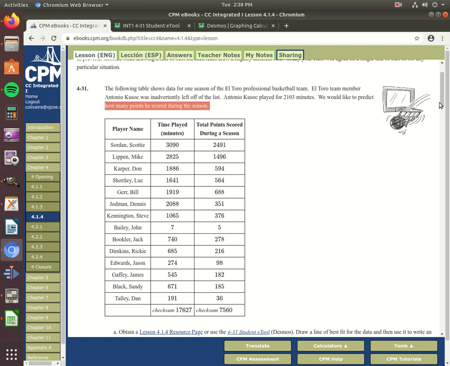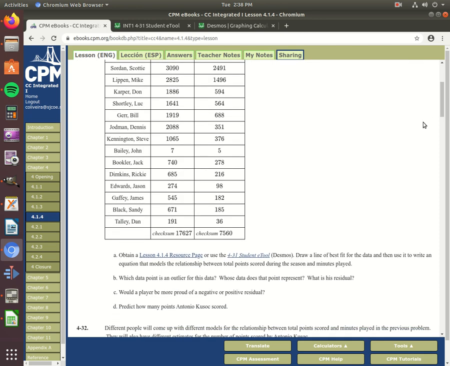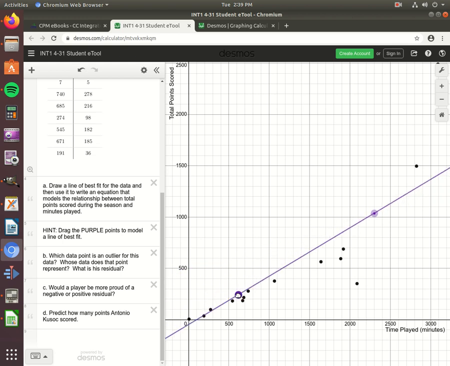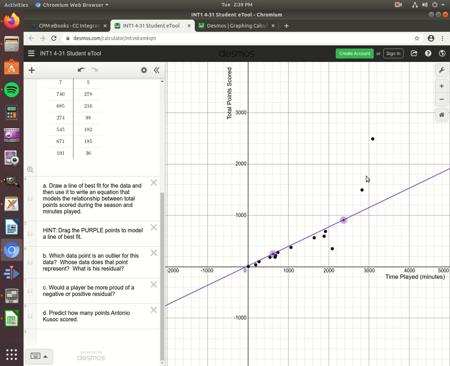Anyway, long story short, we are supposed to graph this data, and I'm going to go ahead and use this e-tool that they tell us to, and draw a line of best fit, and then use it to write the equation that models the relationship. So I'm going to go here, and they have this data for us, and they let us move these points around so that we can put this point where we think it makes the most sense. And you can see there's Jordan way up there, so we don't want to forget about him. So the question is, where do we draw this line?